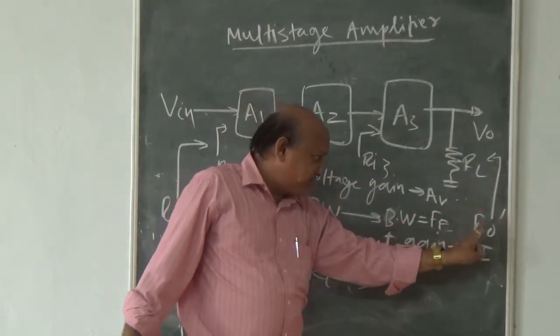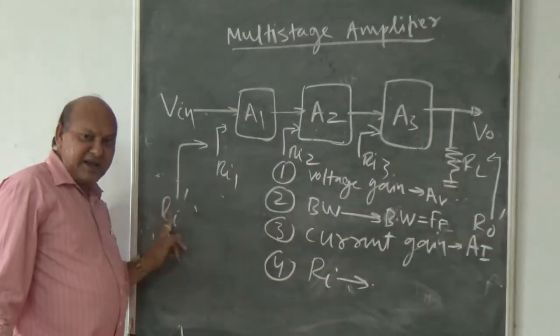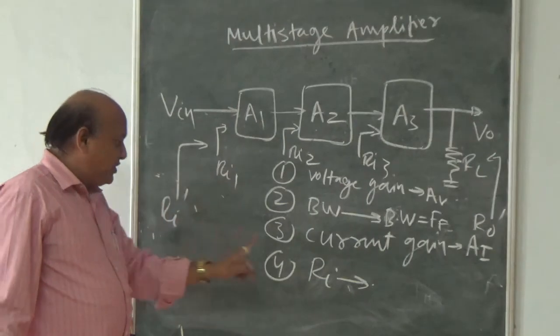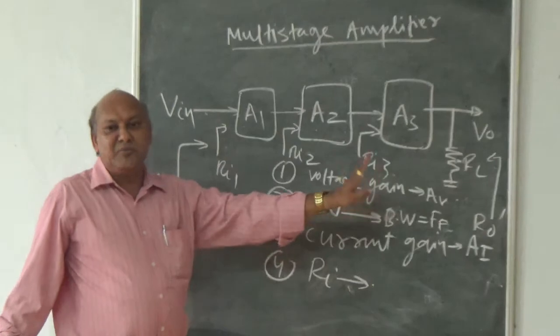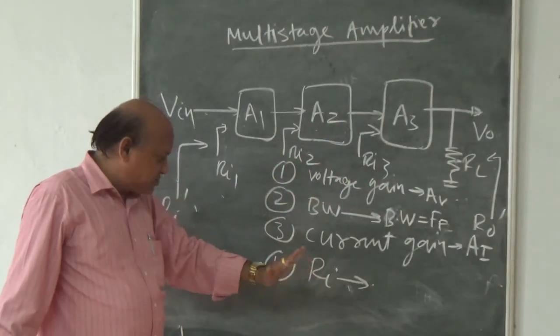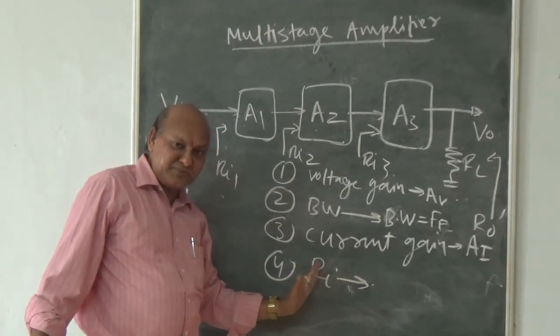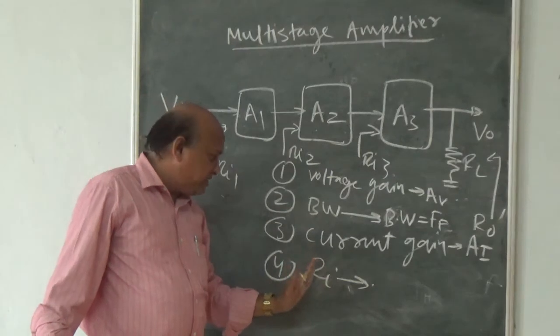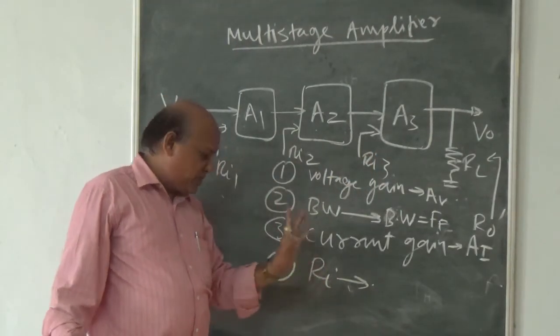So while considering this Ro dash, we must also consider this Ri dash, and therefore we need to have a good input impedance of the multi-stage amplifier. So, dear students, try to understand these things, the importance of the input impedance, why we need this multi-stage amplifier. So this is the fourth factor, input impedance.